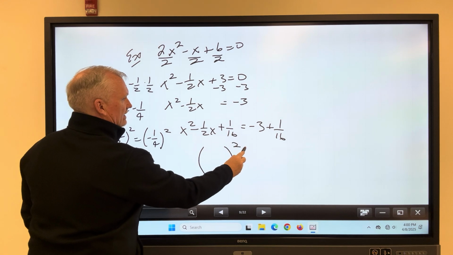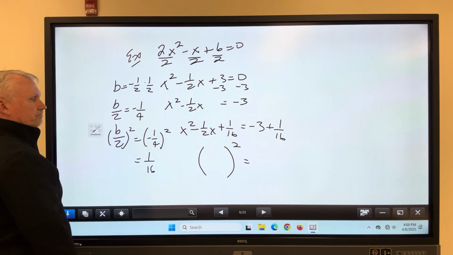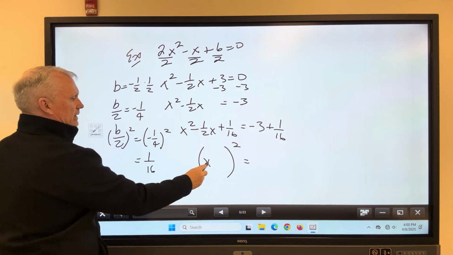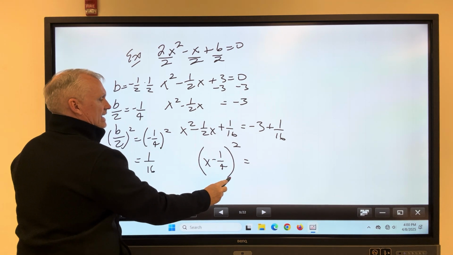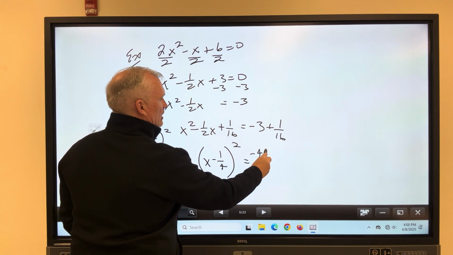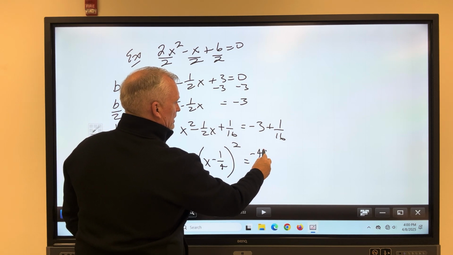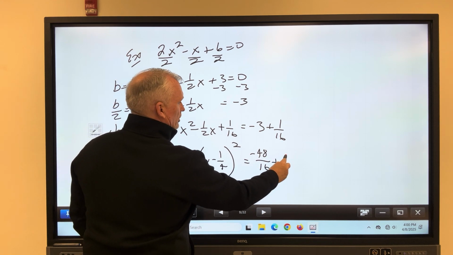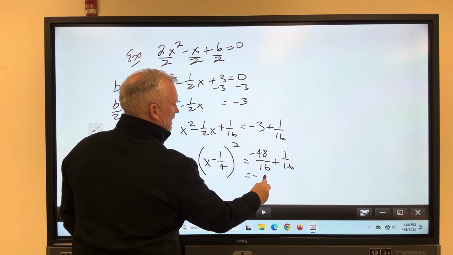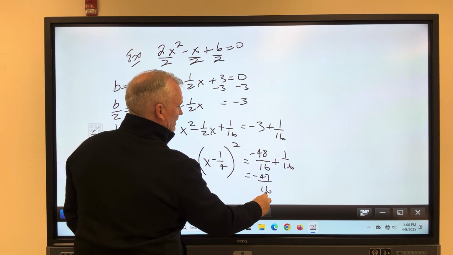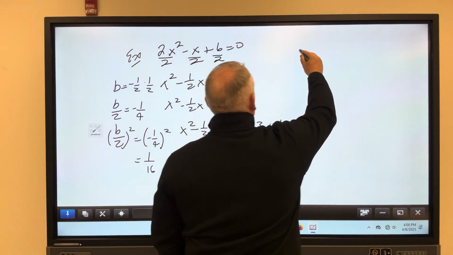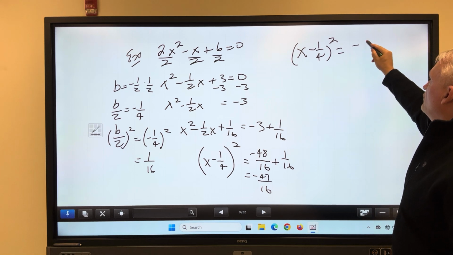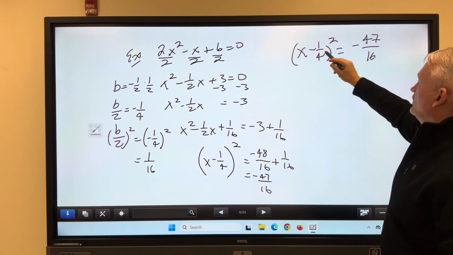Factor this side. So this is x, remember, your solution is in that parenthesis, minus 1/4 is equal to, this is negative 48 over 16 plus 1 over 16, which is equal to negative 47 over 16. I'm going to put it up here. x minus 1/4 squared is equal to negative 47 over 16. I'm going to take the square root of each side.